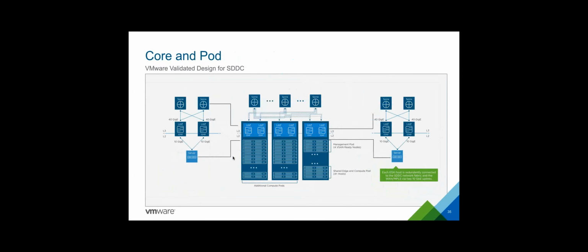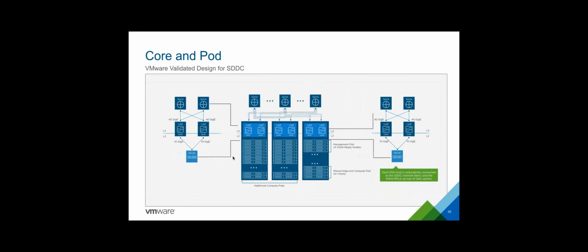If you look at it from what we call the core pod, this actually needs a little bit of an update, and I'll explain where. But what you can see here is a representation of the pods, right? The management pod, with 4 vSAN ready nodes, a shared edge and compute pod, which could be any 4 hosts, and additional compute pods. They're all connected up to the TORs in their specific rack, and those TORs are then connected up to the spine: 40 gigs from the TOR to the spine, and 10 gigs from the hosts to the TORs.